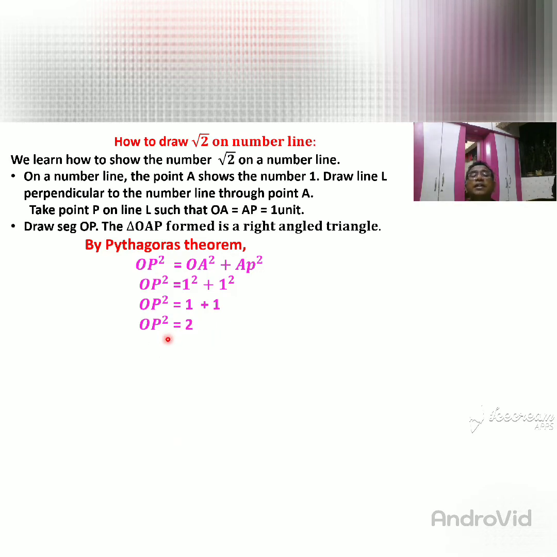Then taking the square root म्हणजे काय करायचं, you can find the square root. So OP is the square root of 2, and 2 is not a perfect square number. What is the meaning of perfect square? See, I will give one example. Suppose 9, the square root of 9 is 3; 16, square root 4; 25, square root 5; 36, square root 6.